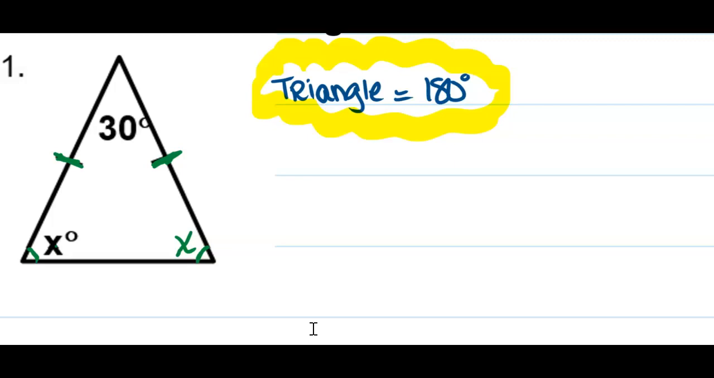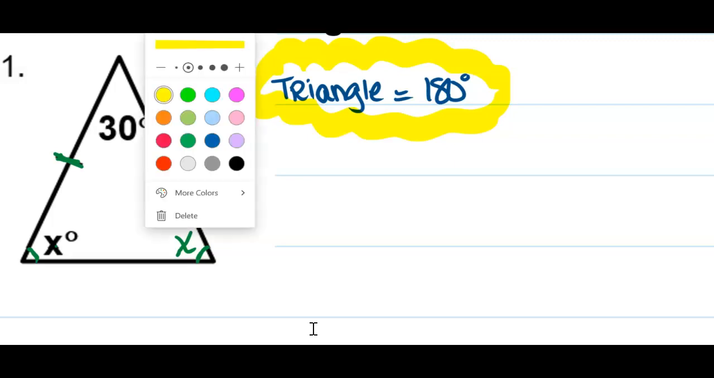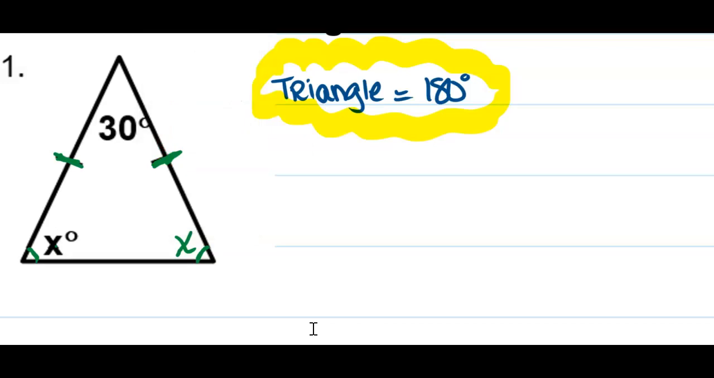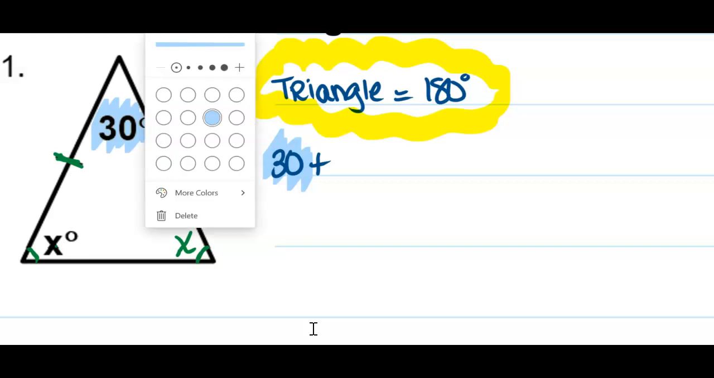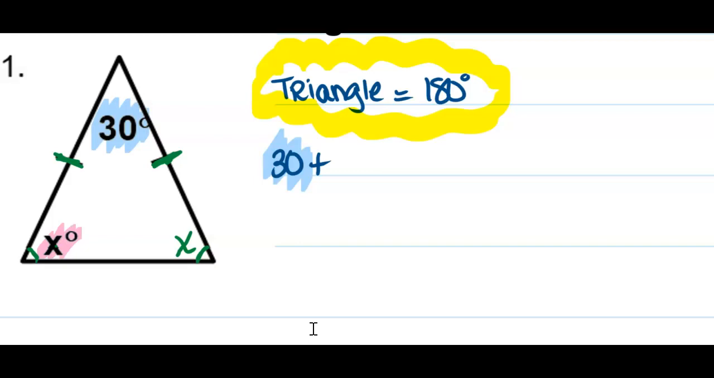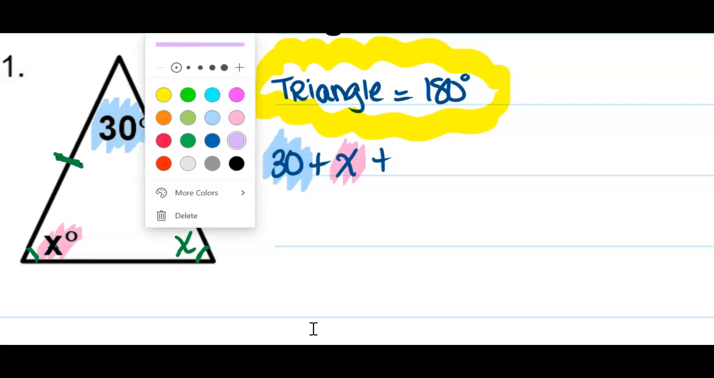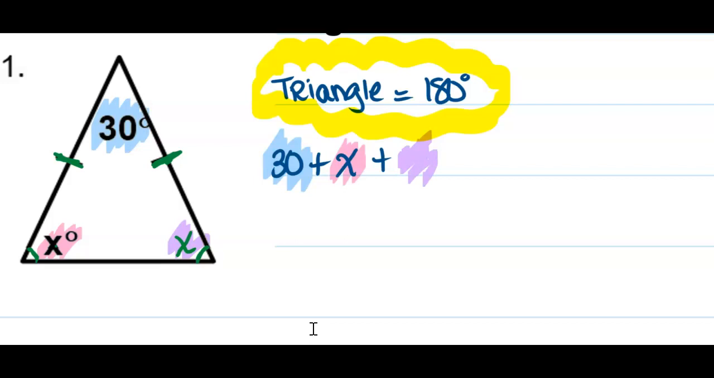All right, so we have our triangle, it's equal to 180 degrees. So three angles are equal to 180. So we've got 30. So we're going to add 30 degrees. Then we're going to add it to the next angle. And what's the other angle? X. And then my last angle, it's also x. So when we add 30 plus x, that's going to give us 180 degrees.